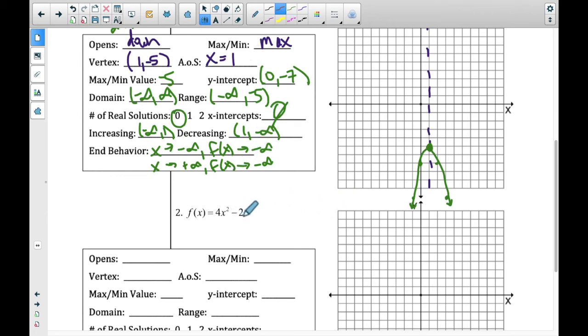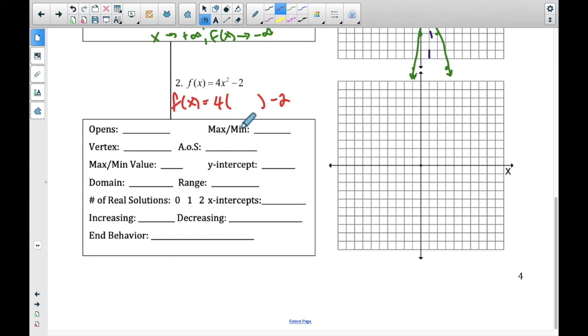If we look at number 2, we need to make it look like vertex form. It doesn't really look like vertex form right now, but we can make it look like vertex form. One of the characteristics of vertex form is it has this x minus something squared inside the parentheses. Well, we can just use a 0. We can say it's x minus 0 squared, and then we have it in vertex form. Okay, now that it's in vertex form, go ahead and see what you can do with filling in the text box and filling in your graph. Pause it here and try to see what you can get.